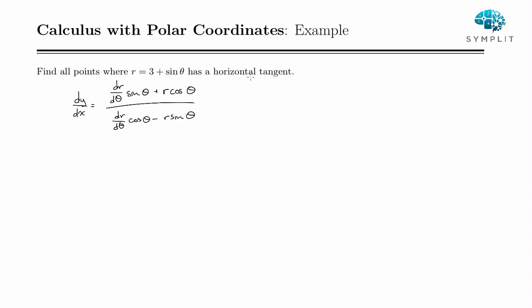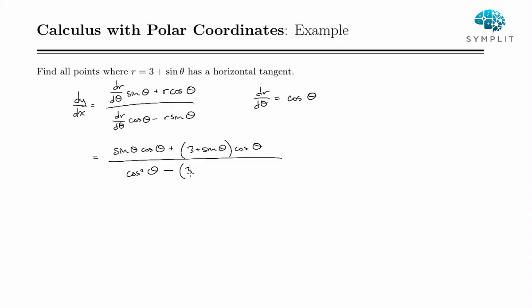So dr/dθ, let's go ahead and find that real quick. dr/dθ is simply the derivative of this. That's cosine of θ. So our derivative then is cosine times sine. So sine θ cosine θ plus r, which is 3 plus sine θ, times cosine θ, over, and then cosine squared θ minus r times sine.